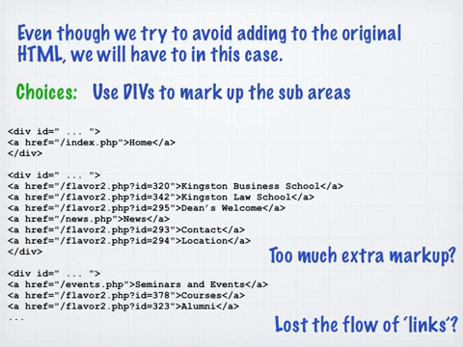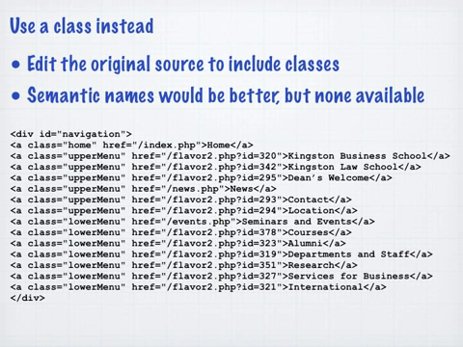So rather than use a div and a named id, why not use a class instead? Now if you remember, classes enable you to apply a style to a series of things over and over again. Ids have to be unique, but classes can be used on lots and lots of different things. So if we do it this way, the first one we can say class equals home, then the second set we can go class equals upper menu, and then that final set we can go class equals lower menu.